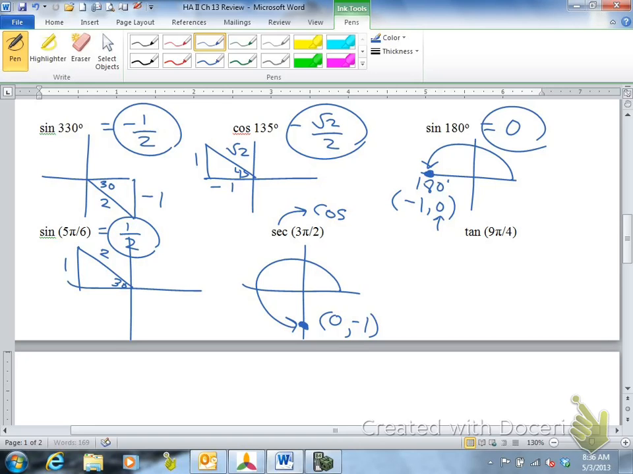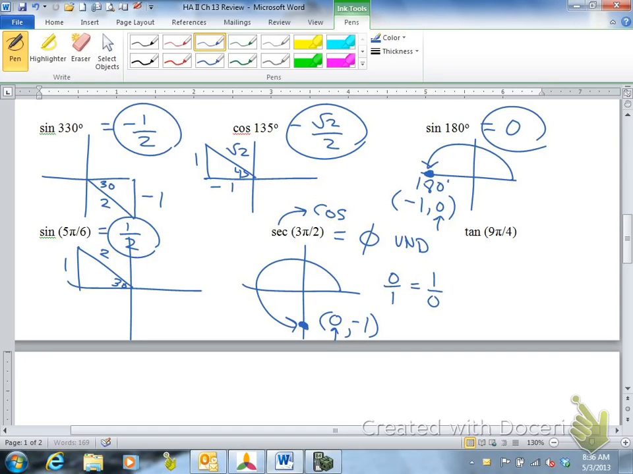Secant is the reciprocal of what function? Cosine. So cosine is the x, which is 0. So the reciprocal of 0 is 0. It's actually undefined. Yeah, and you can think of it that way. If this is cosine 0 over 1, the reciprocal would be 1 over 0, which is undefined.